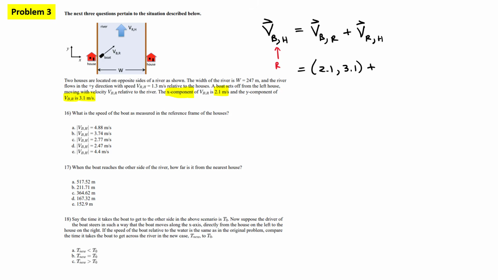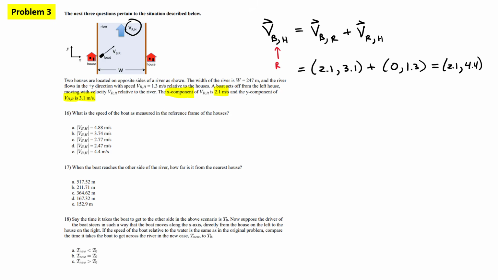Plus, we have the velocity of the river relative to the house. That is our 1.3, and if you look, it's only flowing in the y direction. So it has no x component, and it's flowing at 1.3 meters per second. So you go ahead and calculate that vector, you should get 2.1 for the net x component, and here we're going to get 4.4 for the net y component.